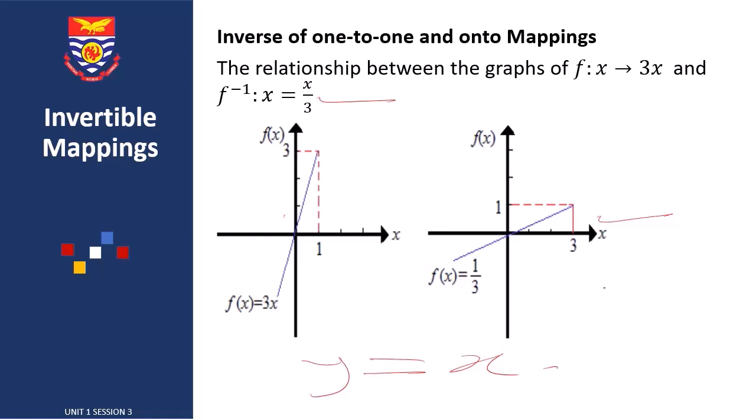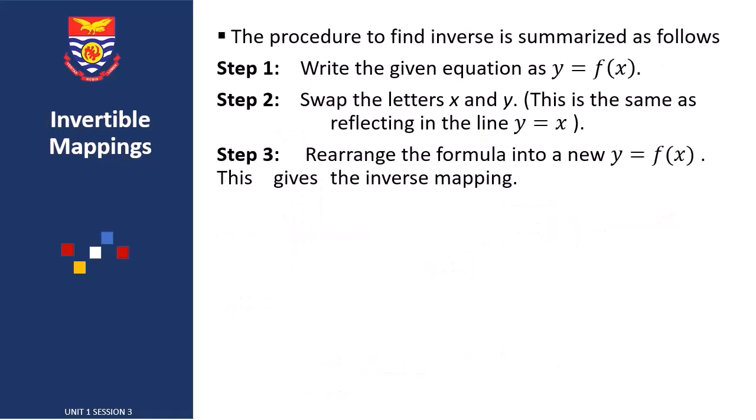So the inverse is seen as a reflection in the line y equals x. Good. So these are the steps to follow if you want to find the inverse of a mapping. The first one is you write the given equation as y equals f of x. That's the first step.